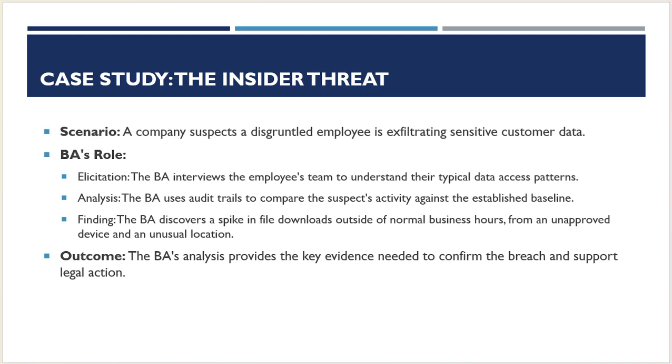Accordingly, conduct meetings with the development team. The BA discovers a spike in files downloaded outside normal business hours from an unapproved device and an unusual location. Those are the findings made by the BA and implemented in the system. The outcome: the BA's analysis provides the key evidence needed to confirm the breach, supports legal action, and improves system efficiency.